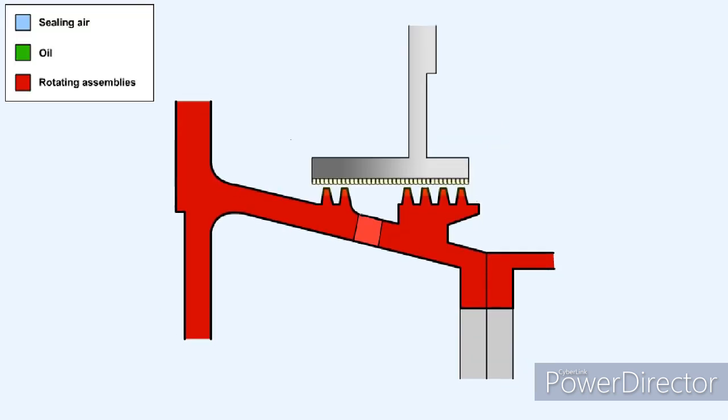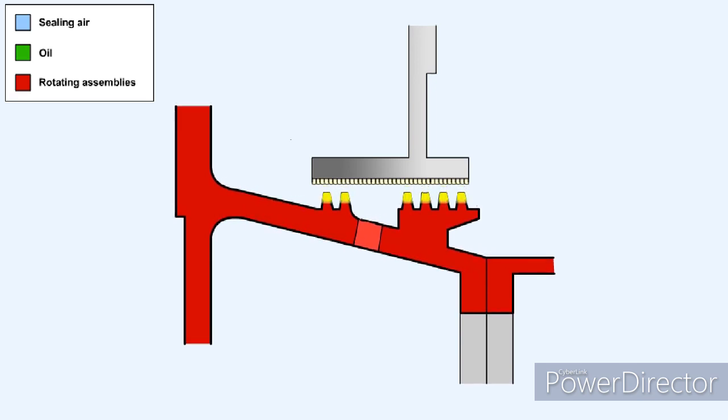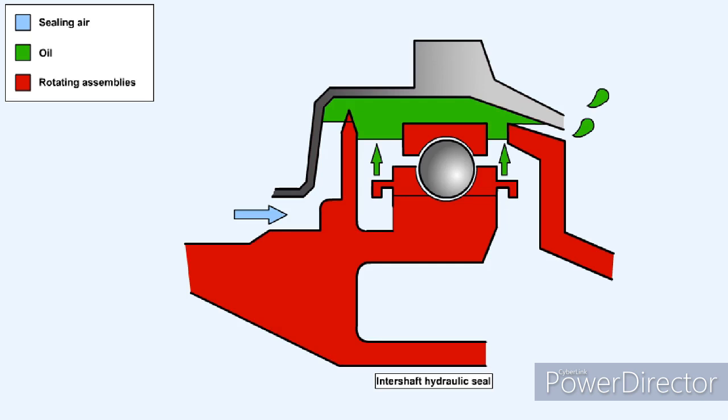Where seals have to be placed between 2 rotating shafts, it would be possible, if abradable material was used in the manufacture of the seals, that there would be friction between the fins and the abradable material due to flexing of the shafts. This would create high temperatures and the possibility of shaft failure. An intershaft hydraulic seal, like the one shown here, can be used to provide the seal without risking the sort of problems just mentioned.